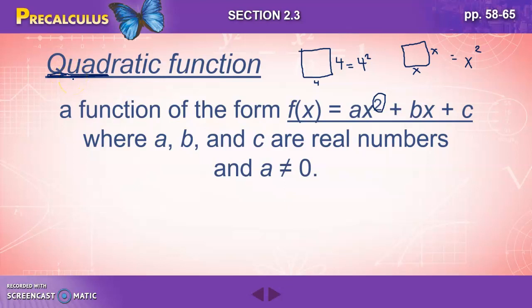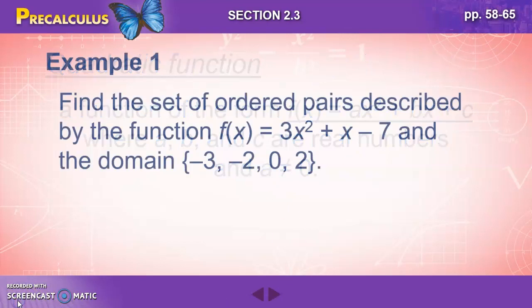A quadratic function is a function in the form f of x. Remember, f of x is just y. f of x equals ax squared plus bx plus c, where a, b, and c are real numbers, a and b are coefficients, and c is a constant term, and a cannot be equal to 0.